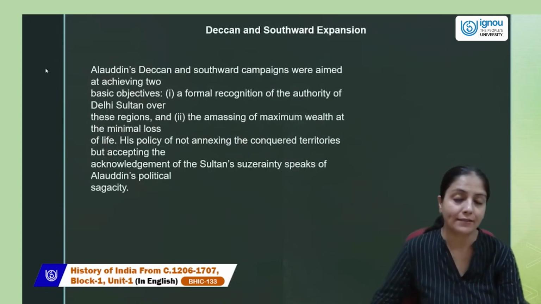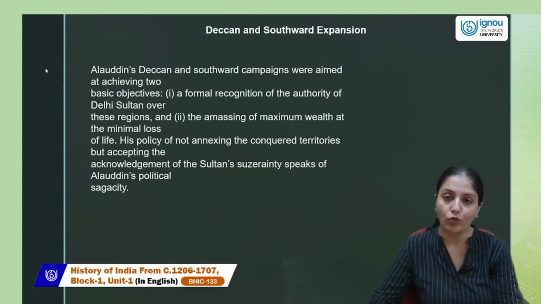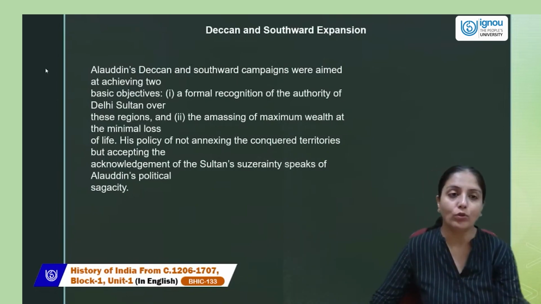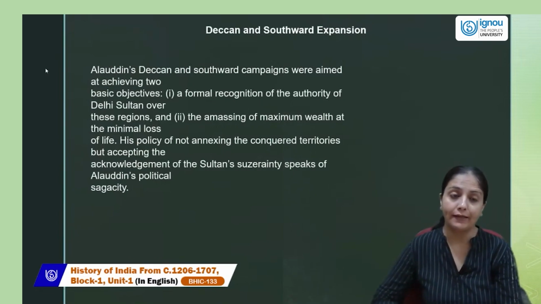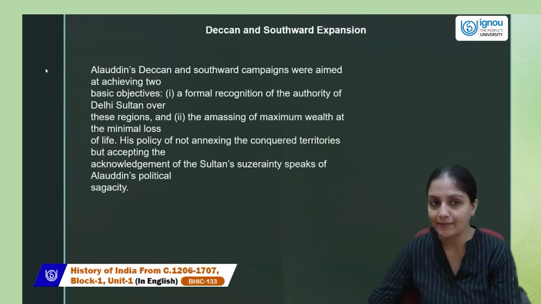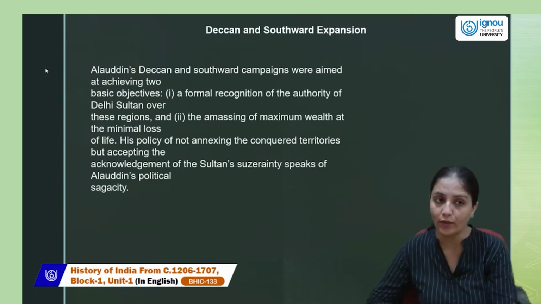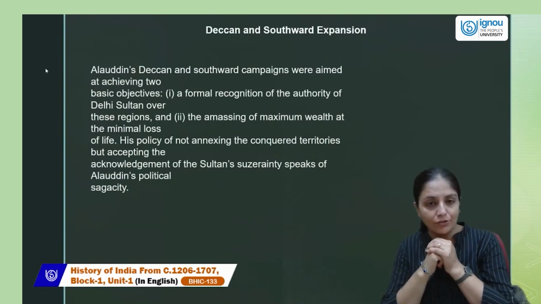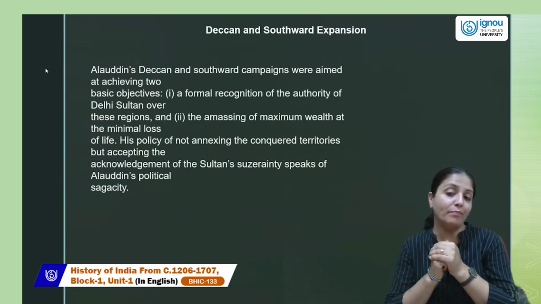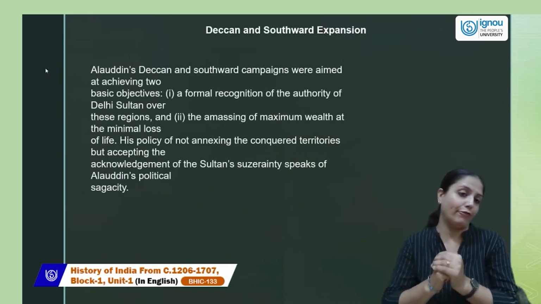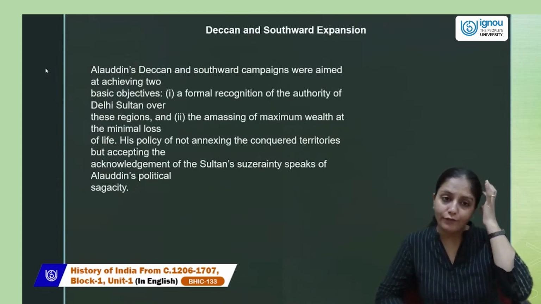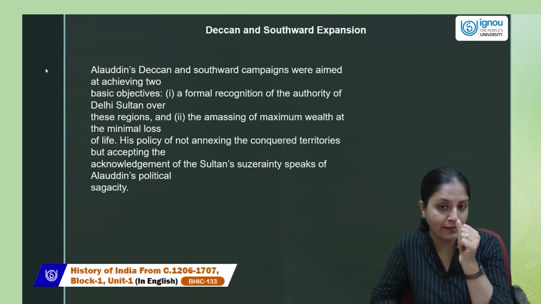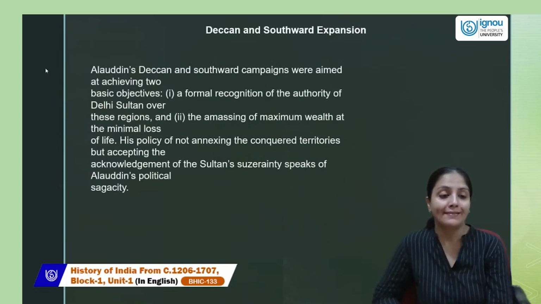Next point is Deccan and southward expansion. Alauddin's Deccan and southward campaigns were aimed at achieving two basic objectives. First is formal recognition of the authority of the Delhi Sultan over these regions. Next is the amassing of maximum wealth at minimal loss of life. His policy of not annexing the conquered territories but accepting the acknowledgement of the Sultan's suzerainty speaks of Alauddin's political sagacity.